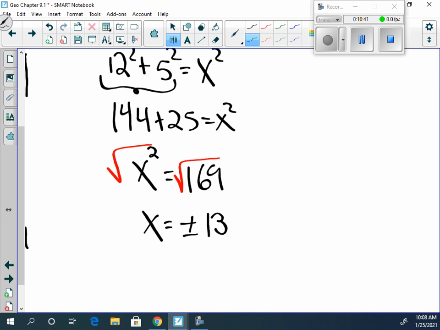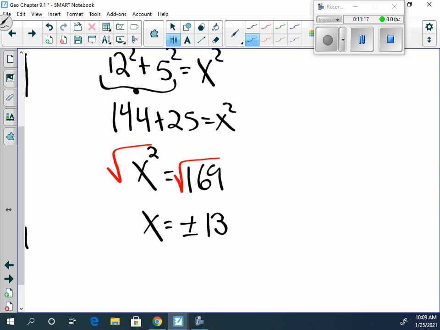Why do we say plus or minus? What's negative 13 times negative 13? 169, and would it be positive? Yeah, because a negative times a negative is a positive. Now, positive 13 times positive 13 would still give us positive 169, yes? So really, whenever we take the square root of both sides, we have to put plus or minus, because that length could be a negative times a negative, which would give us the positive, or two positives.